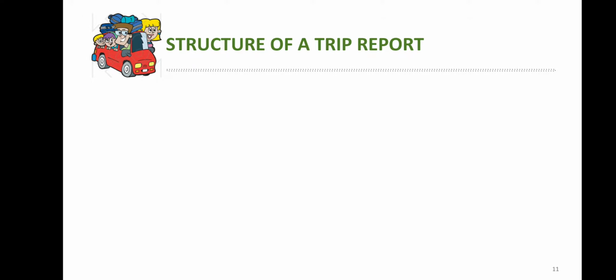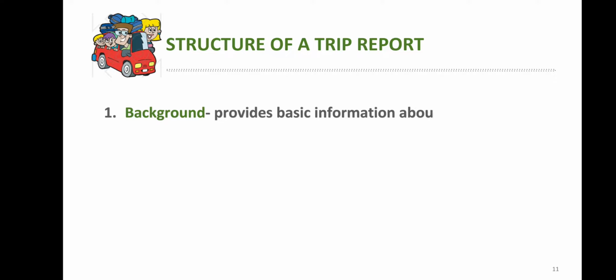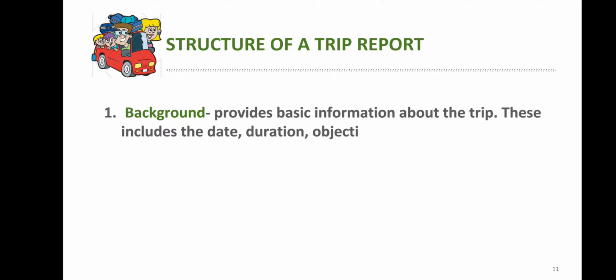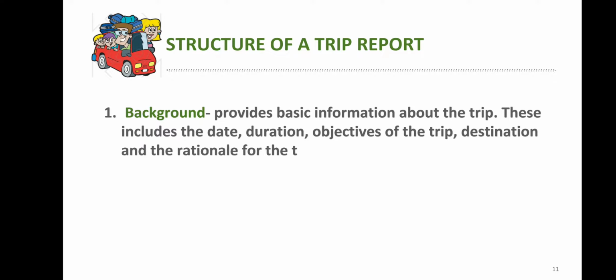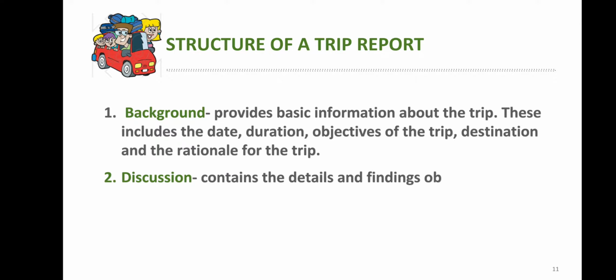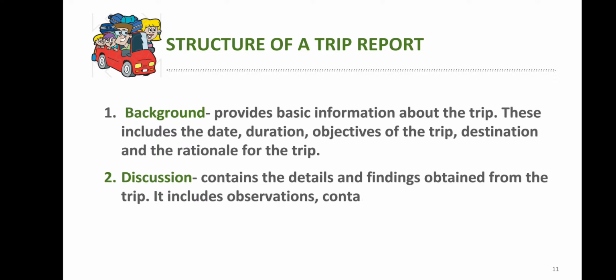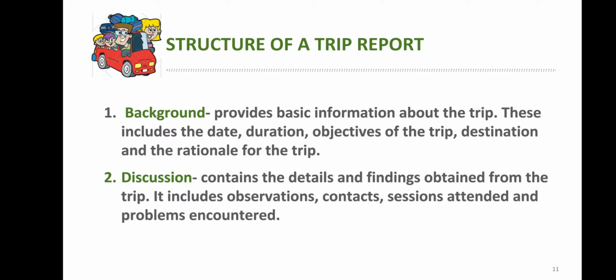Okay? So here is the structure of a trip report. First is the background, wherein you provide basic information about the trip. This includes the date, duration, objectives of the trip, destination, and the rationale for the trip. Okay? So next, the discussion. It contains the details and findings obtained from the trip. It also includes observations, contacts, sessions attended, and problems encountered.